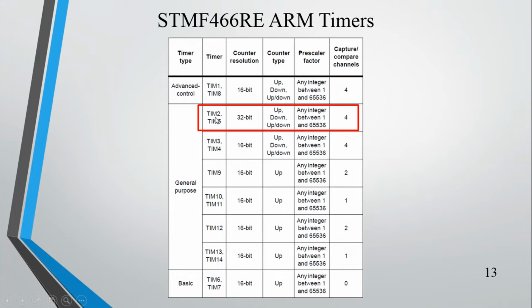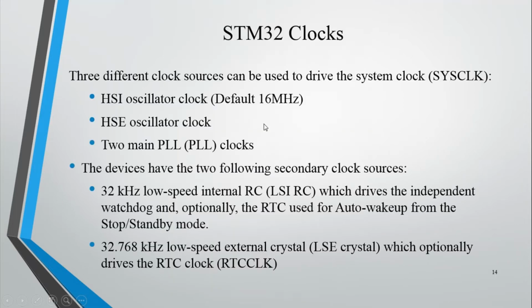So for time being, for this class we will be dealing with timer 2, which is a 32-bit timer. So before going into a timer, we need to have a small idea regarding STM32 clock. What are the types of clocks available? So in STM32, this particular controller 446, 3 different clock sources are there, which can drive the system clock.